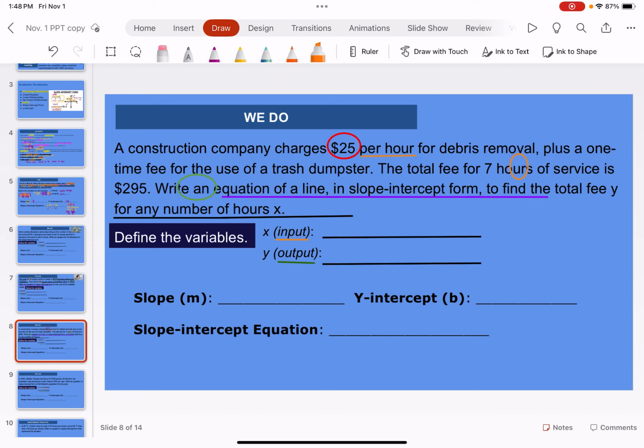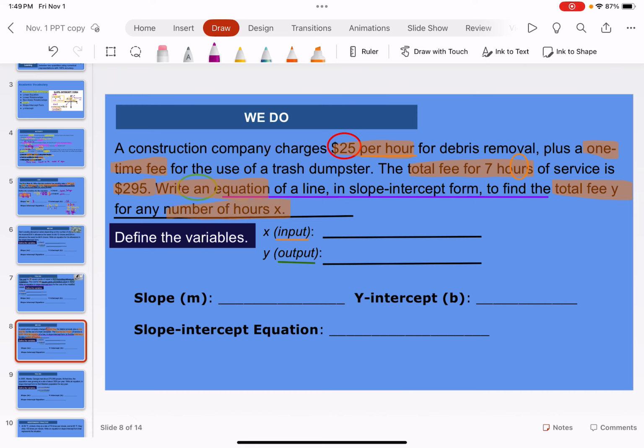So this problem says a construction company charges $25 per hour for debris removal plus a one-time fee for the use of a trash dumpster. The total fee for 7 hours of service is $295. We have to write an equation of a line in slope-intercept form to find the total fee y for any number of hours x. Okay, so the first thing that we're going to do is define the variables.